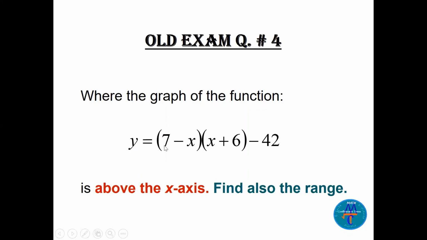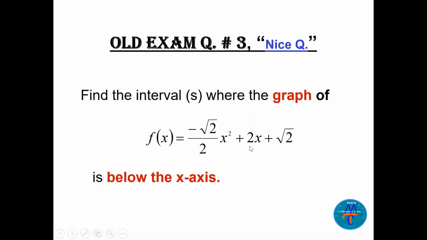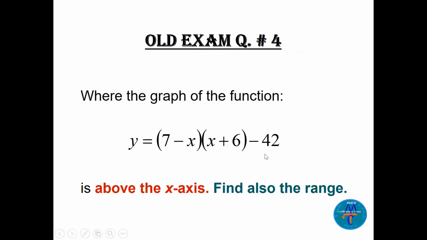This is y equals 7 minus x, x plus 6 minus 42. Very similar to question number 3. But old exam question number 3 here is arranged. A, B, C are there. And here, y means f of x. You have to multiply and rearrange it, please, until you get A, B, and C.